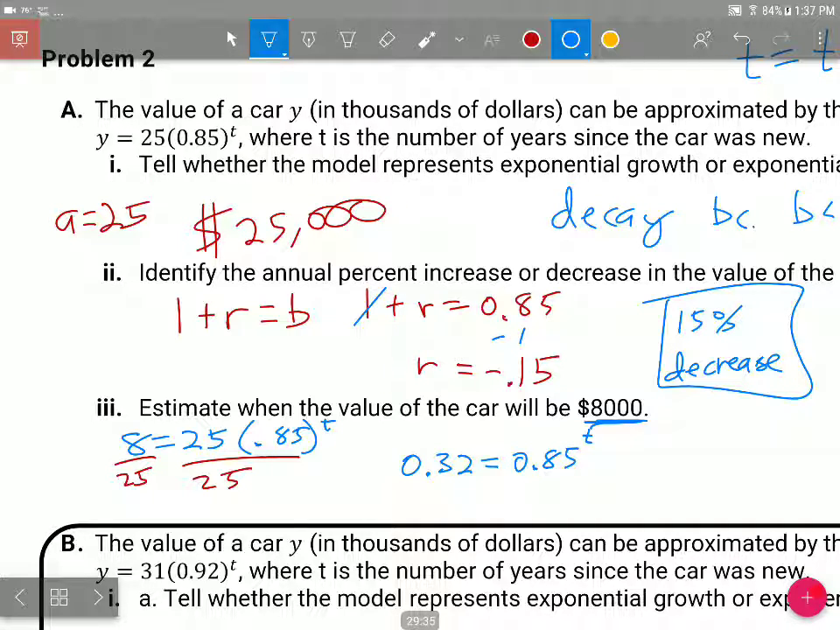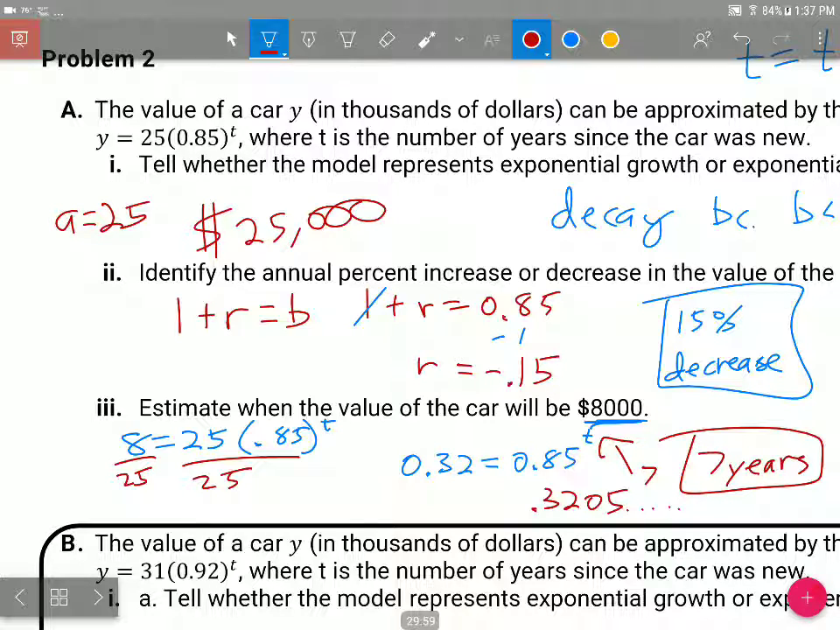And I'm just going to go ahead and tell you, because we don't have the calculator to do that right now, that if I were to plug in a 7 right there for t, that would give you 0.3205... forever. So it's not quite right, but it is what you need. So in 7 years. That's why it's an estimate. It's not perfect, but it's close.